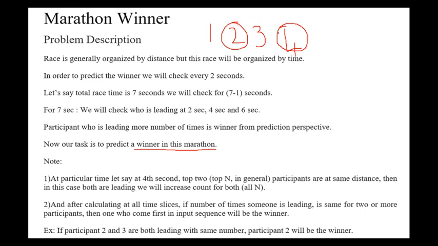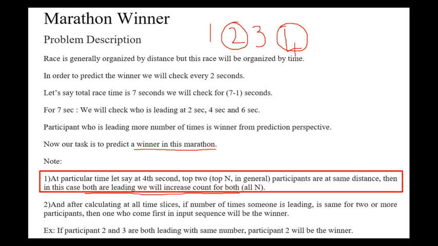Both are leading. When both are leading, look at this point: we will increase the count for both. If 2 persons are leading, increase the count for both of them. What if 3 persons are leading? In that case, increase the count for all 3 of them. That is what they mean here. It is not just top 2. If n persons are leading, top n means n persons are leading, then increase the count for all n.